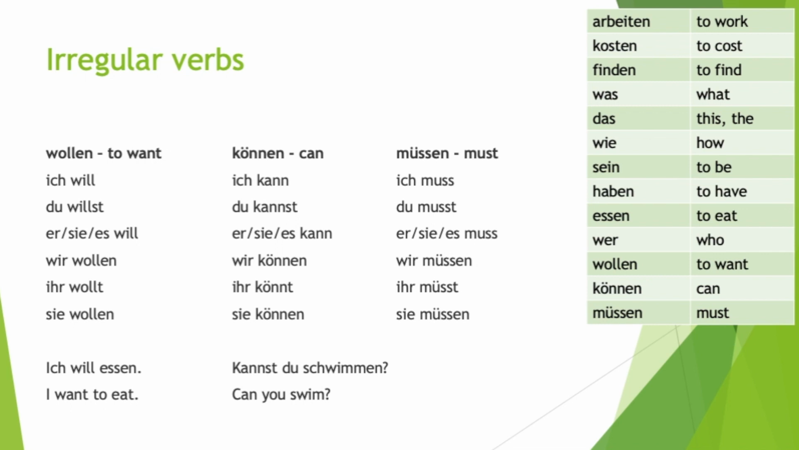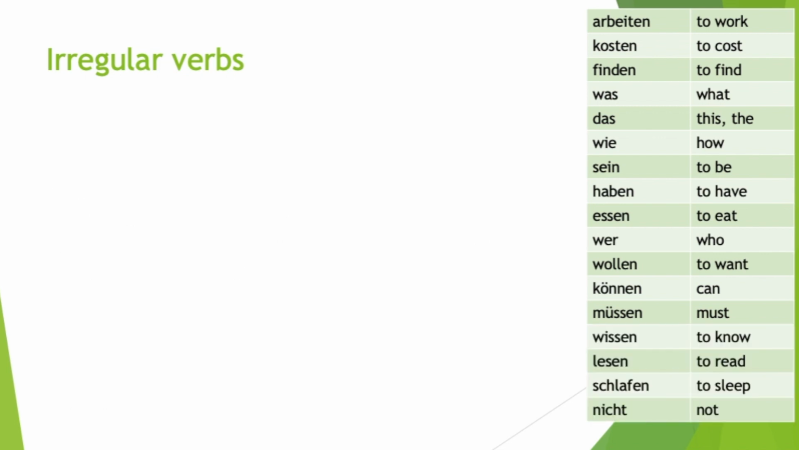Good job repeating. Great. Example. Ihr müsst arbeiten. What does that mean? Right, it's you plural, so you guys have to work. Now we'll do 3 more and then we'll go over to the practice part. To know, to read, and to sleep. Also, we'll need not, nicht.